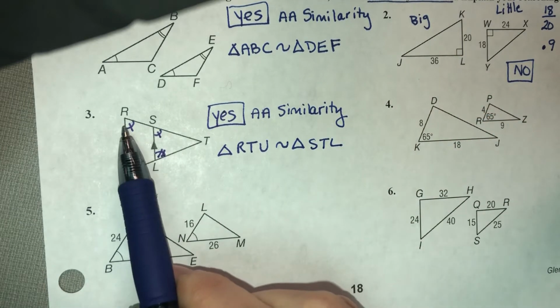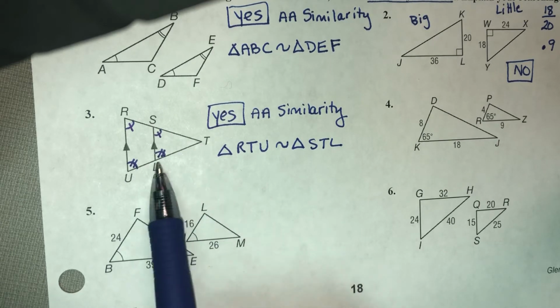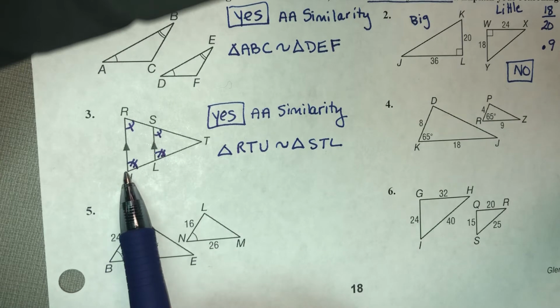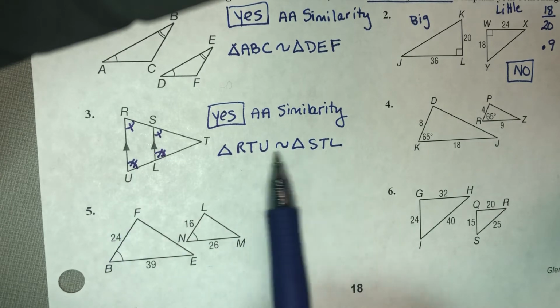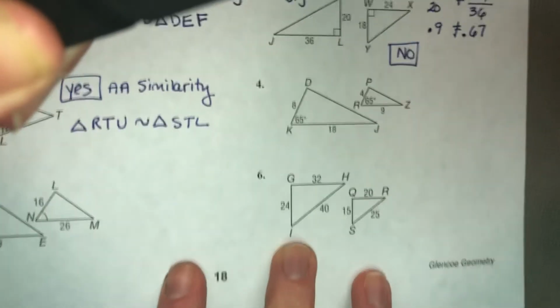And remember, R was the same as S, so they're the first letters. T is overlapping, so it's the same in both. And then L and U are congruent, so those go last in each one. So we've got our similarity statement set up. Now let's take a look at number 4.